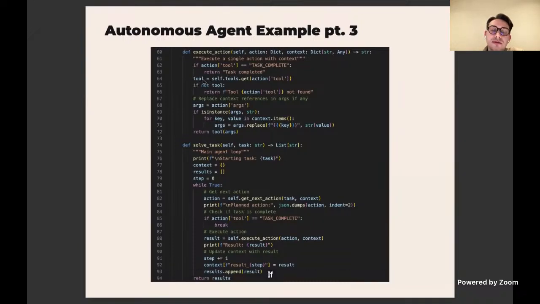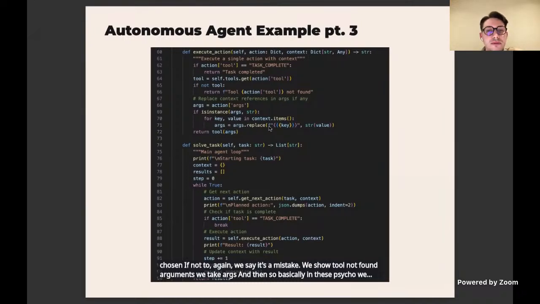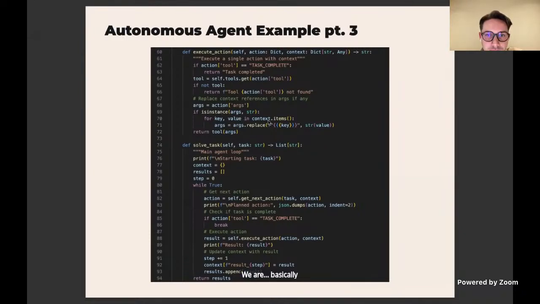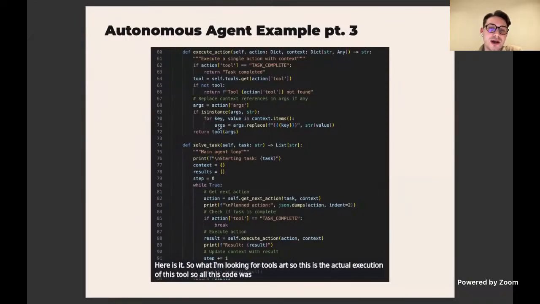If not, then we actually get the tool from this dictionary, which we just chose. If there is no tool, again, we say it's a mistake. We show tool not found. Arguments, we take args. And basically in this cycle, we are executing the replace context references, if any. Here it is, what I'm looking for: tool args. So this is the actual execution of this tool. All this code was basically to get to this one point, to actually call what we have chosen using the LLM. And solve task is just the aggregation of all this stuff.